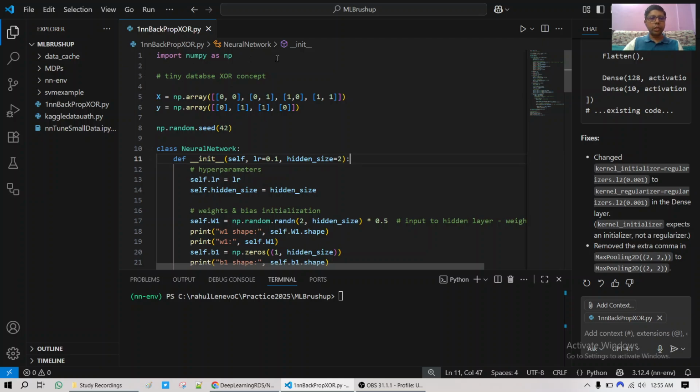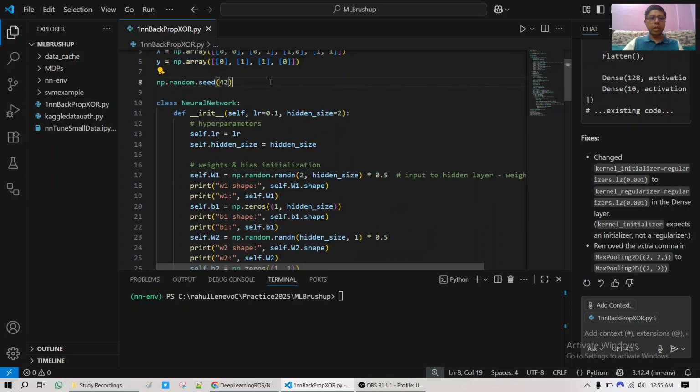Here we are using nothing but NumPy, and we are going to take a tiny dataset with the XOR concept. This is X, the input, and we are expecting this output with this particular combination of the input. We have the random seed so that we can get a consistent output for the consistent input from the neural network.